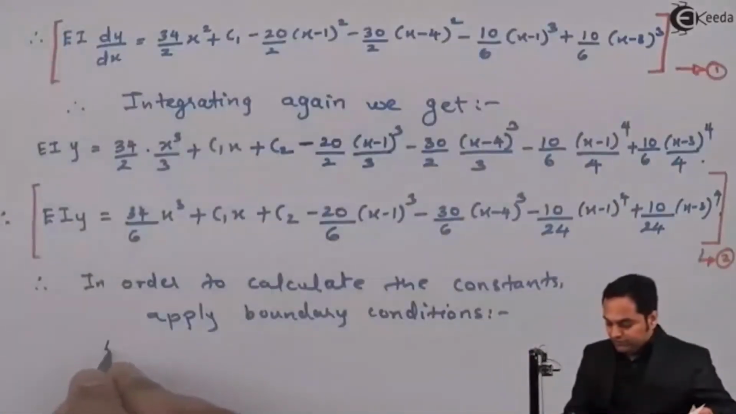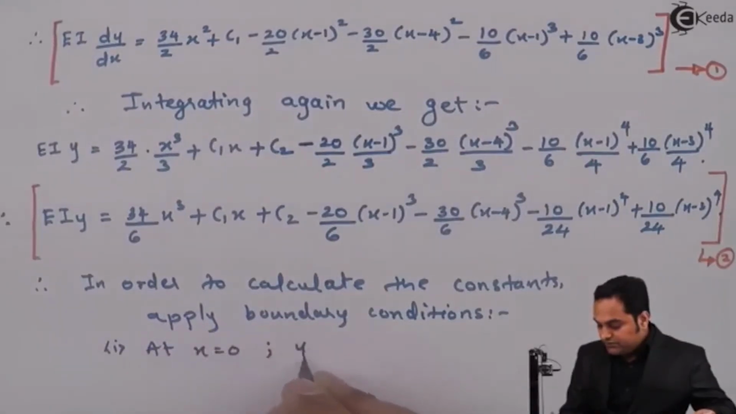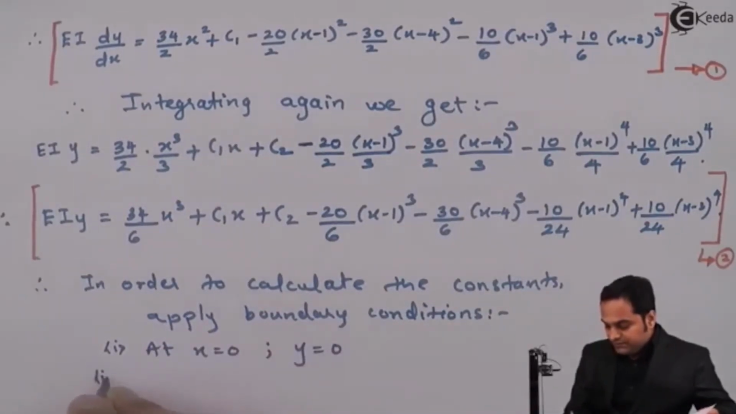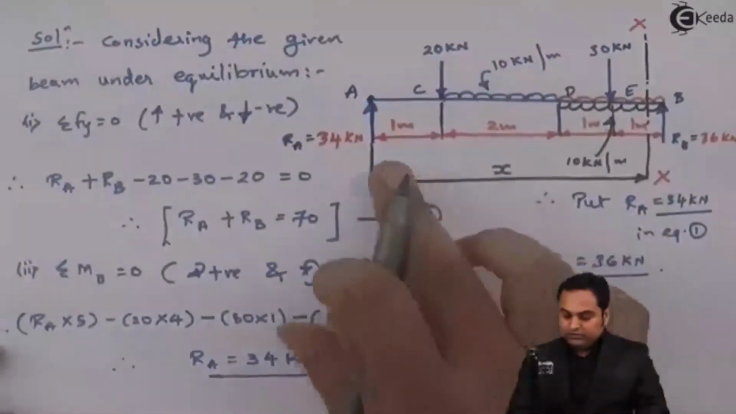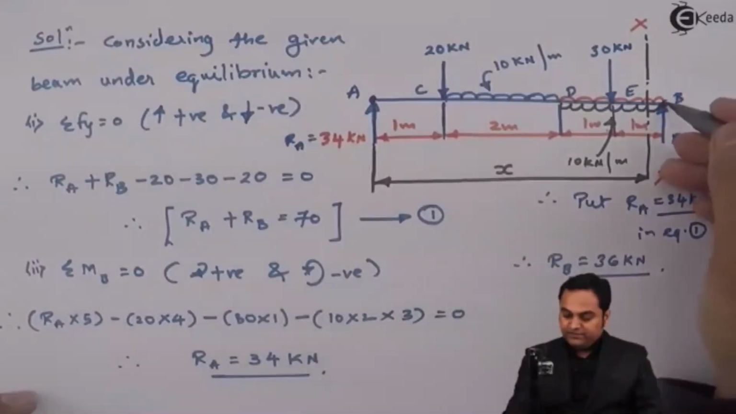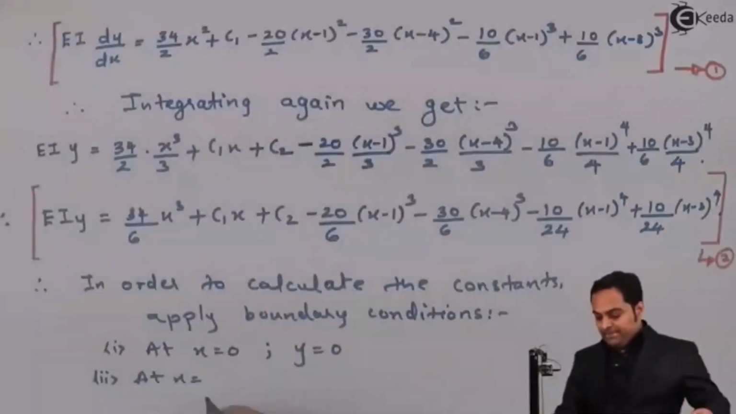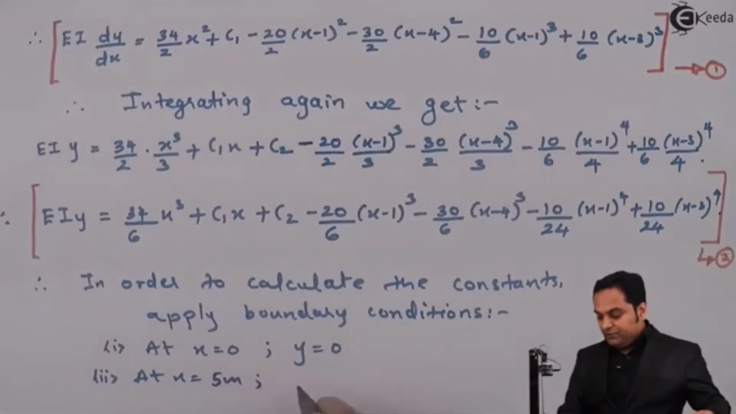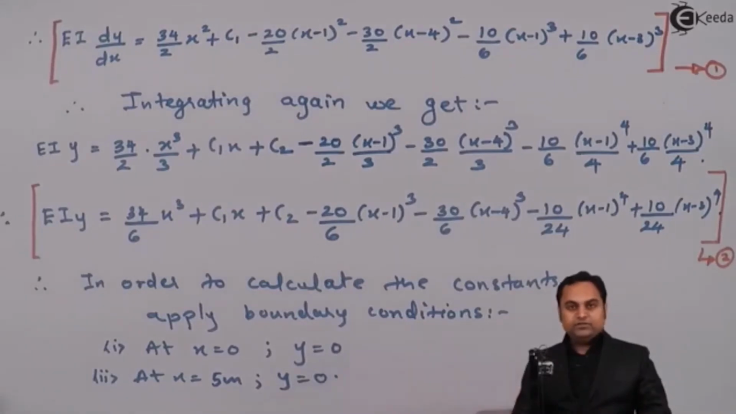So the first boundary condition is at x is equal to 0, the deflection y is 0, and the second boundary condition is at x is equal to the total length, which is 5 meter, that is at point B. Again at point B the deflection y is 0. So at x is equal to 5 meter, y is equal to 0. Here I am going to apply the boundary conditions one by one.